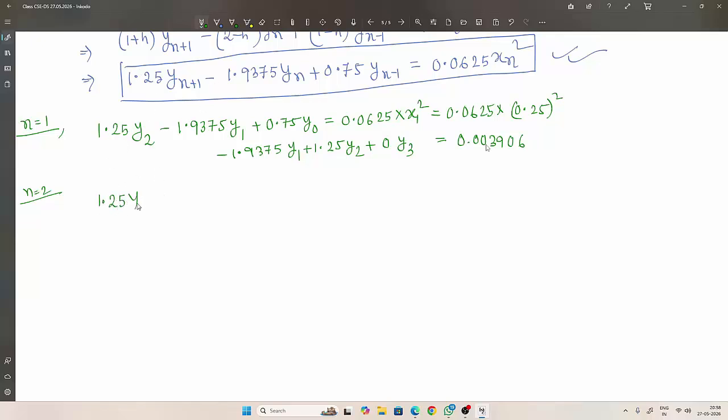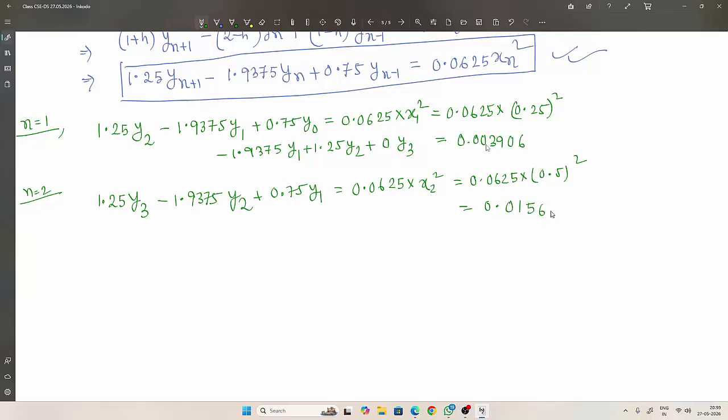1.25 y3 minus 1.9375 y2 plus 0.75 y1. This is equal to 0.0625 into x2 square. Now what is x2? 0.0625 into 0.5 square. Now what is the value? So 0.0625 into 0.25 is equal to 0.015625, and the left side just rearrange it.